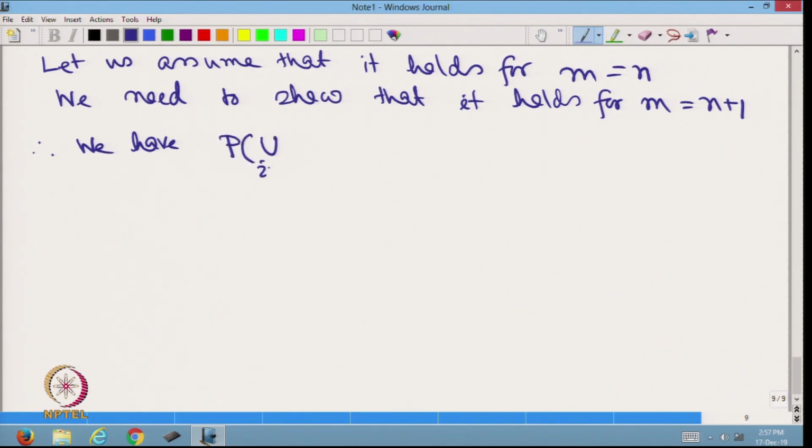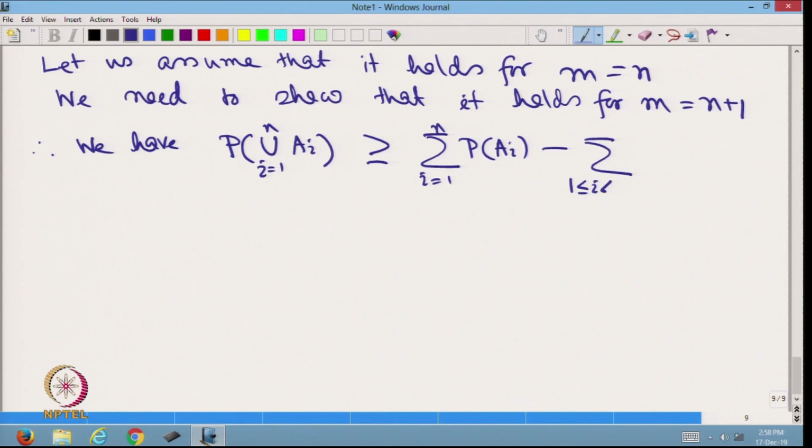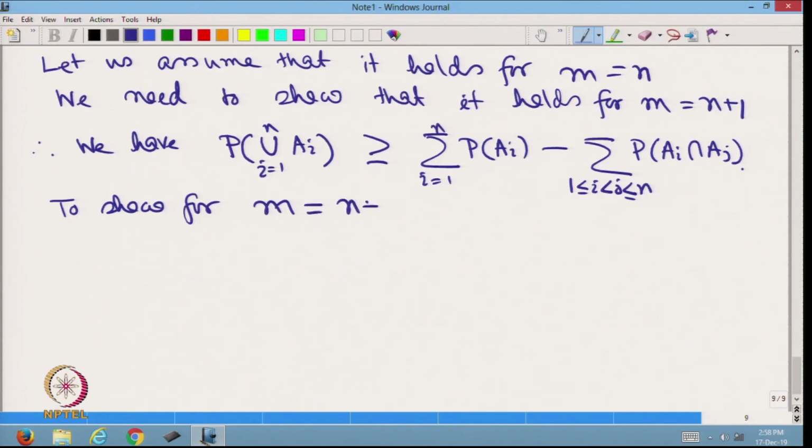probability of union over i is equal to 1 to n of Ai is greater than or equal to sigma probability of Ai, i is equal to 1 to n, minus sigma 1 less than or equal to i less than j less than or equal to n of P(Ai intersection Aj). To show for m is equal to n plus 1.